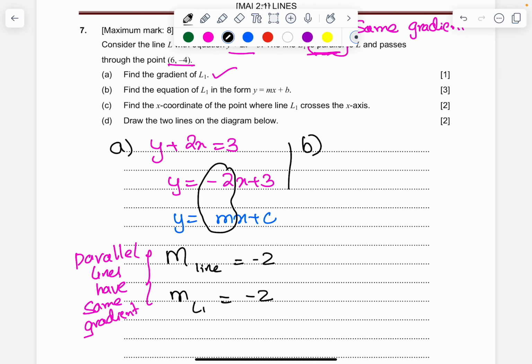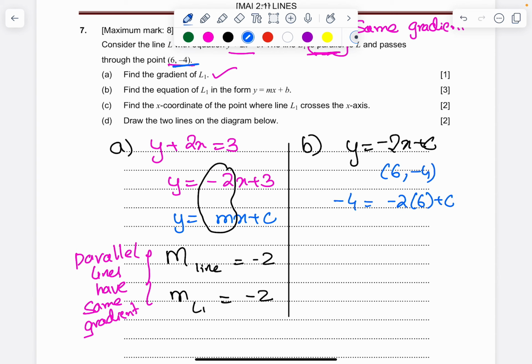Coming to part B. Find the equation of the line in the form y equals minus 2x plus c. But which point is it passing through? 6, negative 4. Plug in: negative 4 equals minus 2 times 6 plus c. Negative 4 plus 12 equals c. So c equals 8, and y equals negative 2x plus 8.